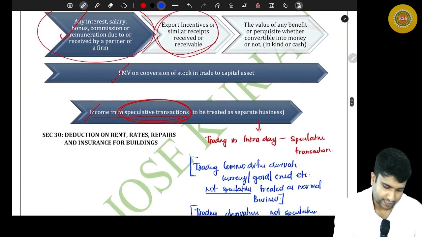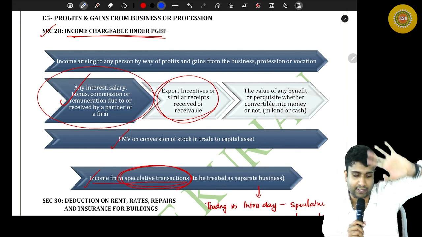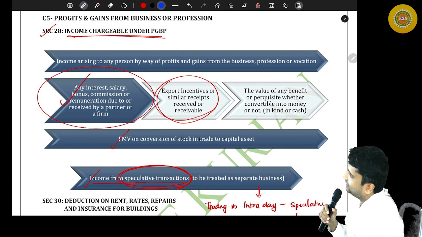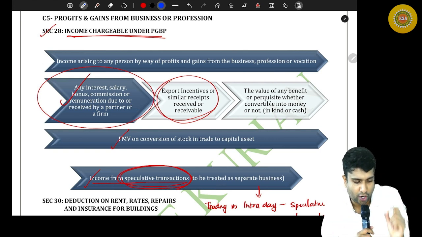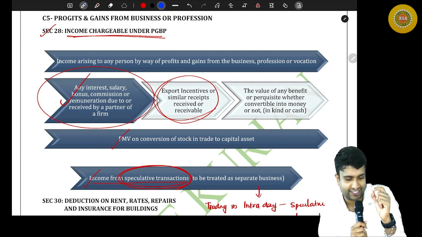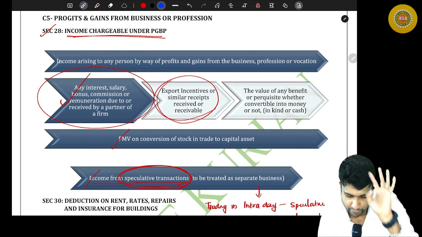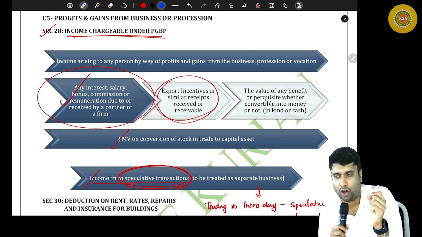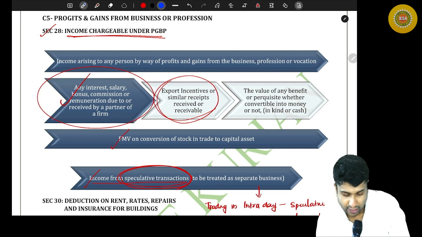Moving on, friends, section 28 is all about the income chargeable under PGPP. So let's revise the items coming under section 28. Can you read the first item? Income arising to any person by way of profits and gains from business, profession, or vocation. Second one, any interest, salary, bonus, commission, or remuneration due to or received by a partner of a firm. Third one, export incentives or similar receipts received or receivable. Fourth one, any benefit or perquisite, whether convertible into money or not, in kind or in cash. Fifth one, fair market value on conversion of stock in trade to capital asset. And the last one, income from speculative transactions to be treated as separate business.